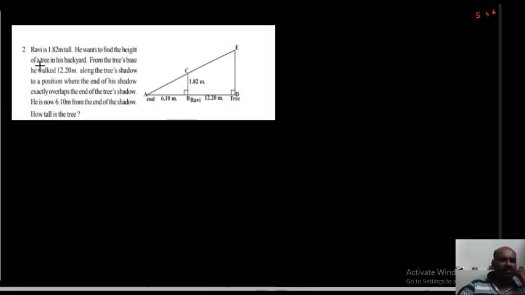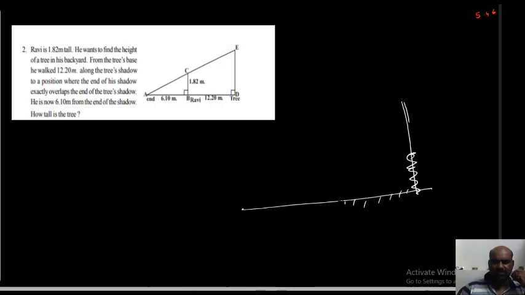Yeah, second problem. Ravi is 1.82 meters tall. He wants to find the height of the tree in his backyard. From the tree's base, he walked 12.20 meters along the tree's shadow. So this is the tree, this is the ground. Initially Ravi is here only.